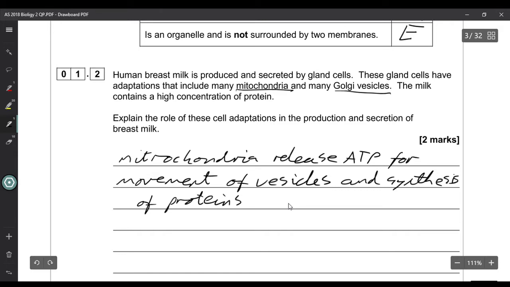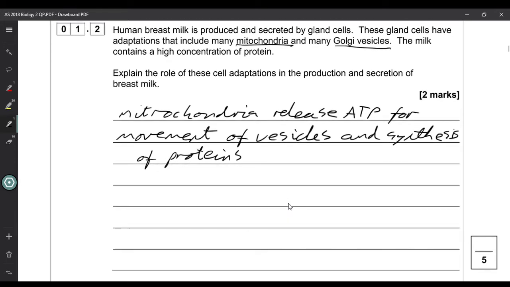Some students for this question talked about producing energy. Remember, we don't produce energy. We can't make or destroy energy. We can only convert it from one form to another. So that's why we can say that they release ATP, because ATP is a form of stored energy. So a lot of students did do well in this part of the question, talking about mitochondria, but the role of the Golgi apparatus was less well known.